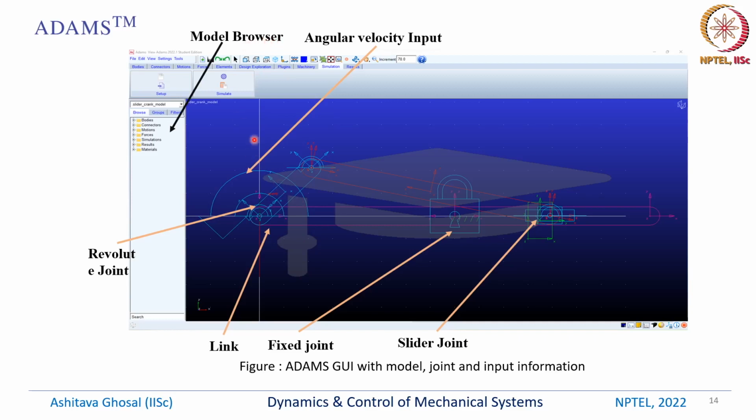So what all we have created, you can see in this model browser here. We have bodies, connectors, motion, and then now we can give some simulations and we can see results, and then later on, something to do with materials. So the final figure will be in this GUI, which is a model of a joint and input information.